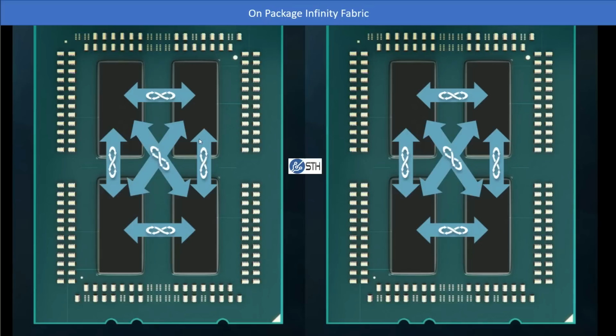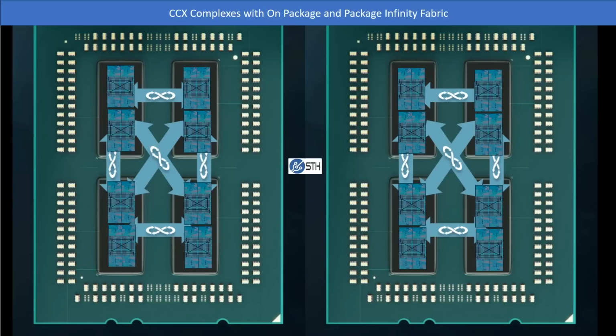Here's our base depiction of a 2-socket AMD EPYC server. You can see that each of the silicon dies is connected to each of the other silicon dies on a AMD EPYC package using Infinity Fabric. You can then see that each die is made up of 2 CCX complexes, which each have 4 cores.